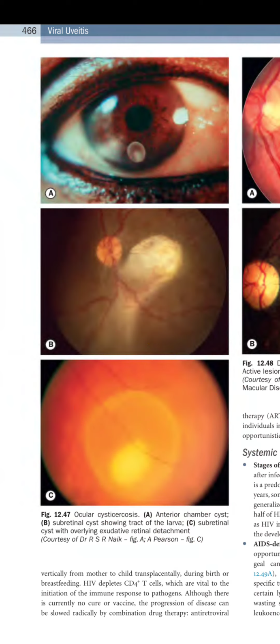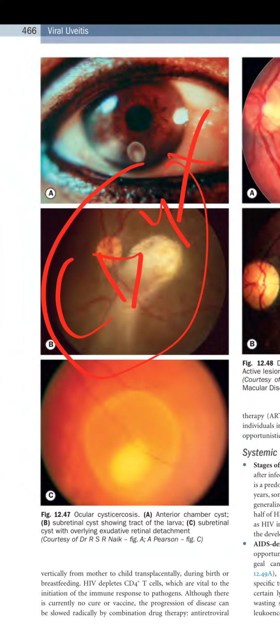HIV depletes CD4 positive T cells, which are vital to the initiation of immune response to the pathogen. So, what does HIV do? It basically kills the CD4 cells, which are basically needed to kill the infections.